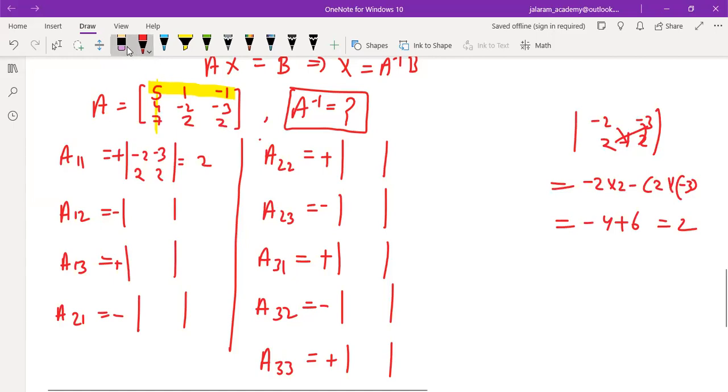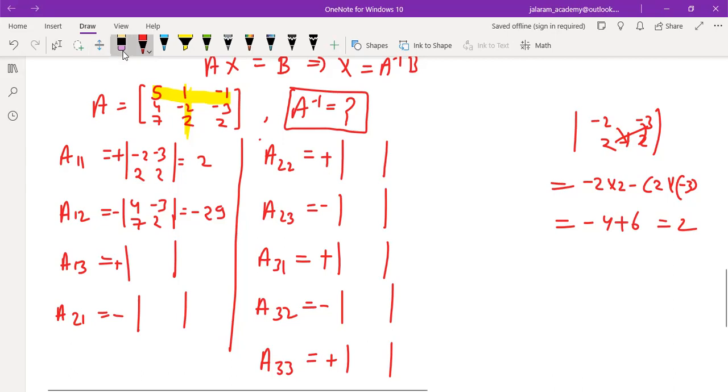The second determinant is obtained by cancelling the first row and second column. So it gives the first row 4, minus 3, second row 7, 2, which equals 4 2s are 8 minus 21. 8 plus 21, 29, and it is multiplied by minus 1. So the value is minus 29. Similarly, we will find the other determinants also.